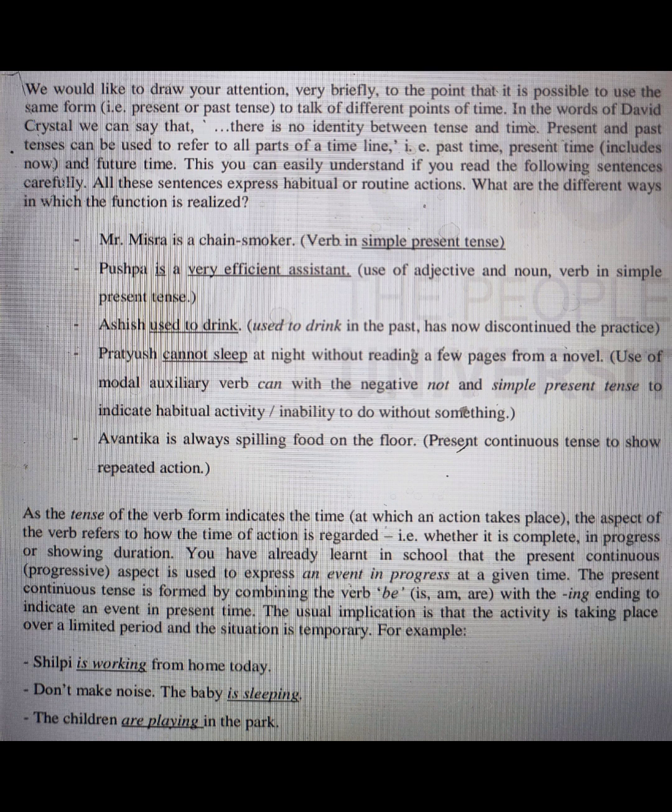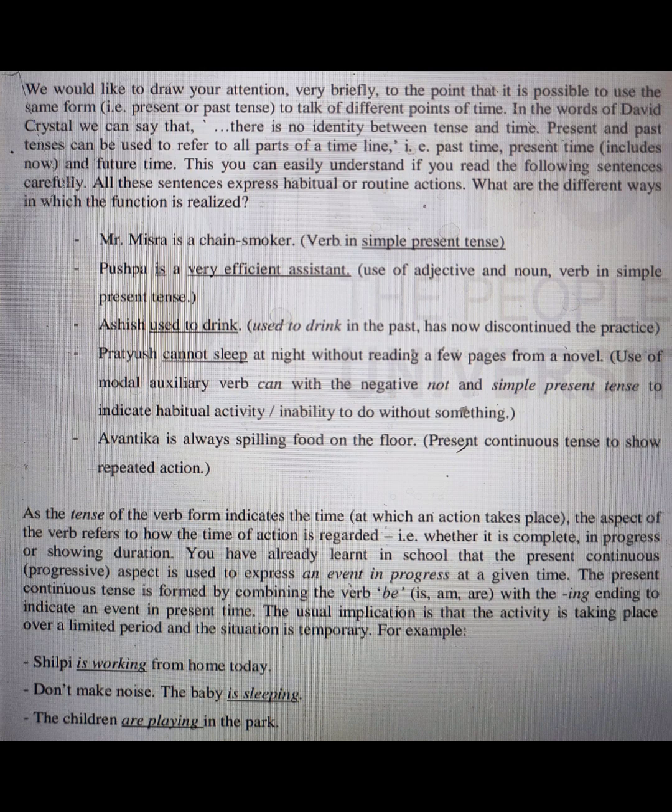As the tense of the verb form indicates the time at which an action takes place, the aspect of the verb refers to how the time of action is regarded, i.e. whether it is complete, in progress or showing duration. You have already learnt in school that the present continuous, progressive, aspect is used to express an event in progress at a given time. The present continuous tense is formed by combining the verb be, is, am, with the ing ending to indicate an event in present time. The usual implication is that the activity is taking place over a limited period and the situation is temporary.